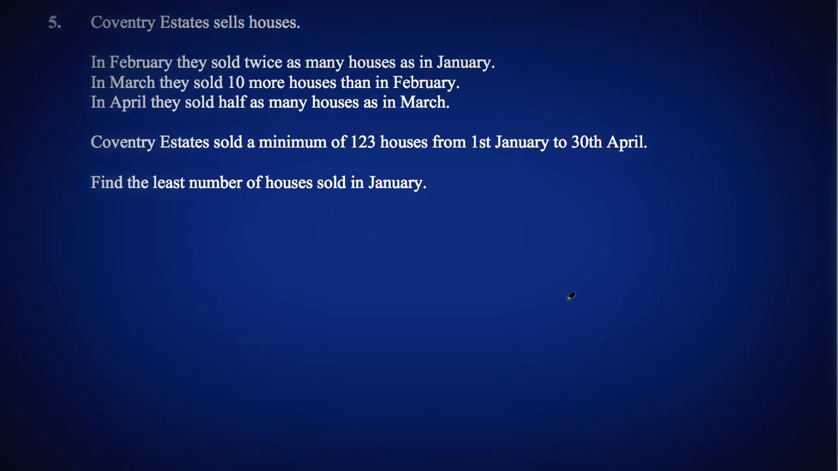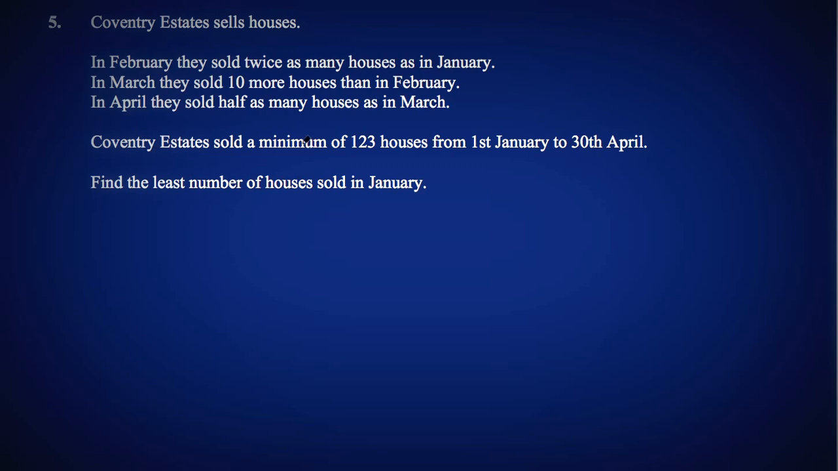Question 5. Coventry Estates sells houses. In February, they sold twice as many houses as in January. In March, they sold 10 more houses than in February. In April, they sold half as many houses as in March. So this is a series of pieces of information which build on each other. I'm expecting to use some algebra in this question.